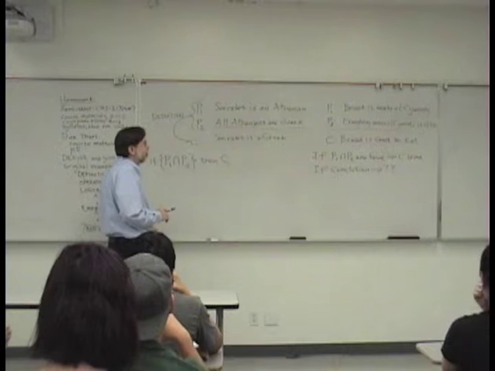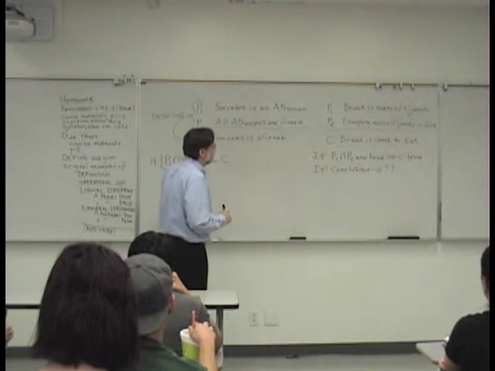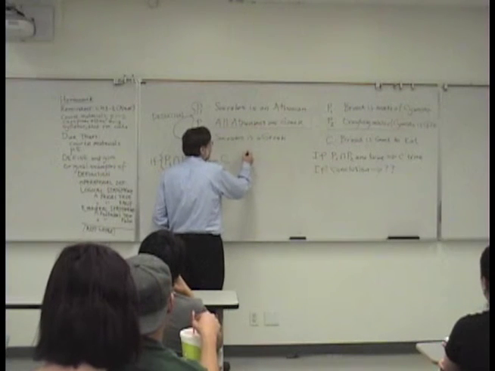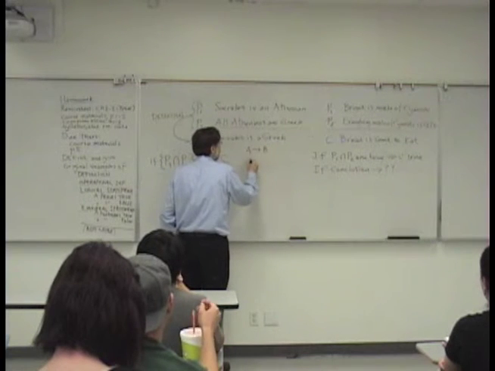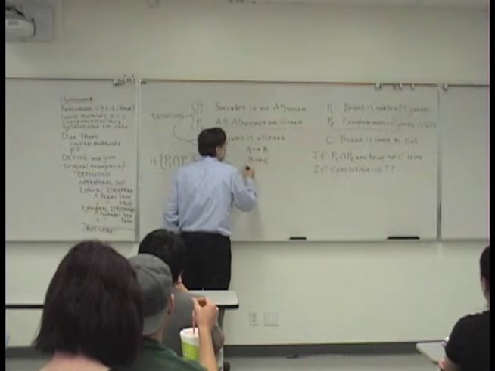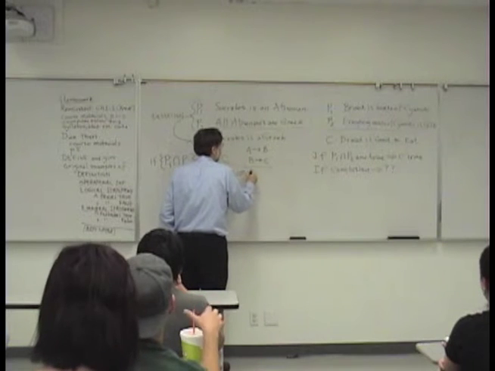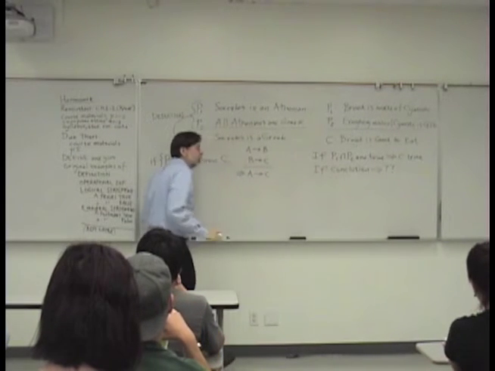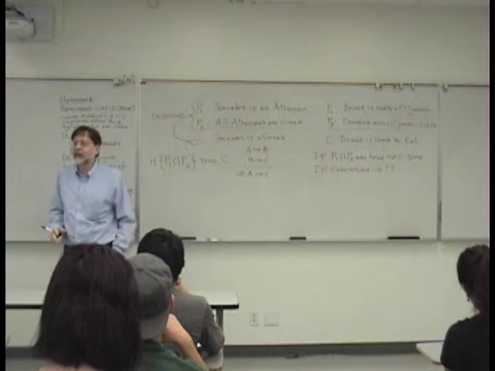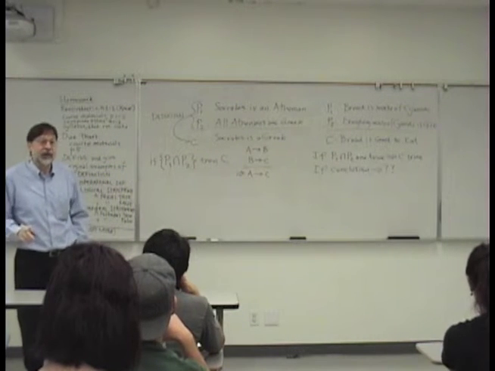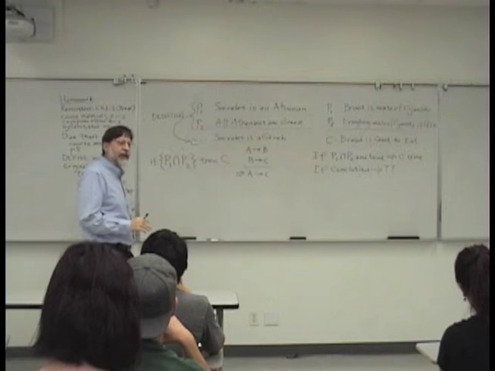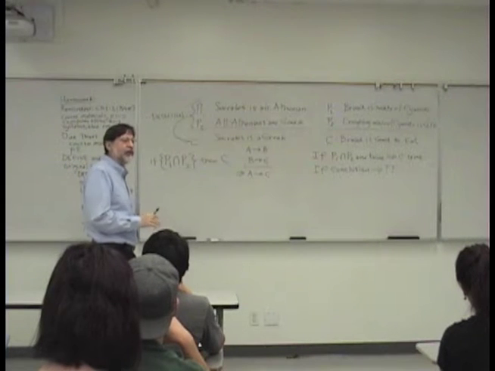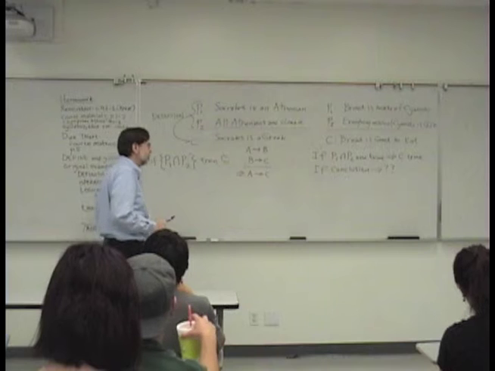Now I taught you two principles. One was called the transitivity of implication. If A implies B and B implies C, that means that A implies C. And I taught you different ways to write it. All A's are B and all B's are C means all A's are C. Or if A then B and if B then C, that means if A then C.